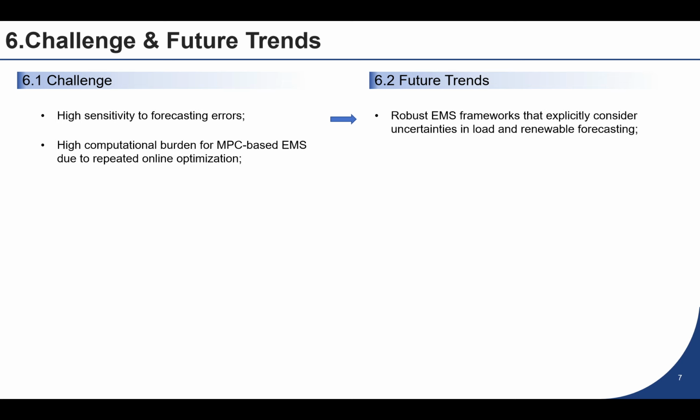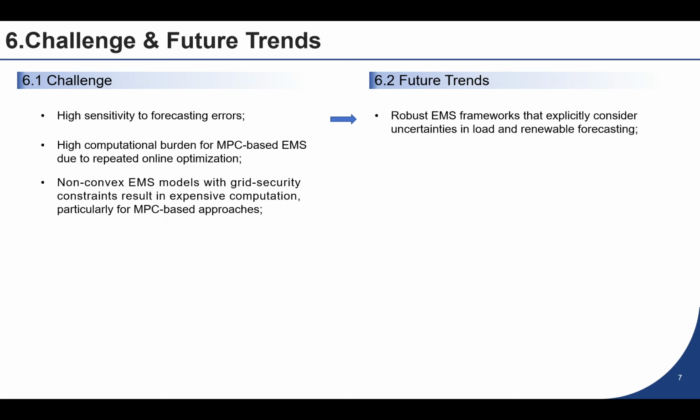Second, MPC-based EMS requires repeated online optimization, which leads to significant computational burden. Third, many EMS models become non-convex once grid security constraints are included, making the computation expensive, particularly for MPC-based methods.